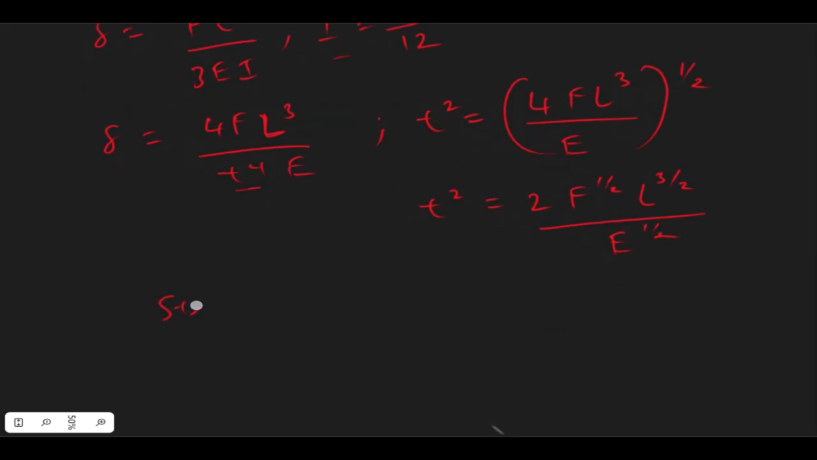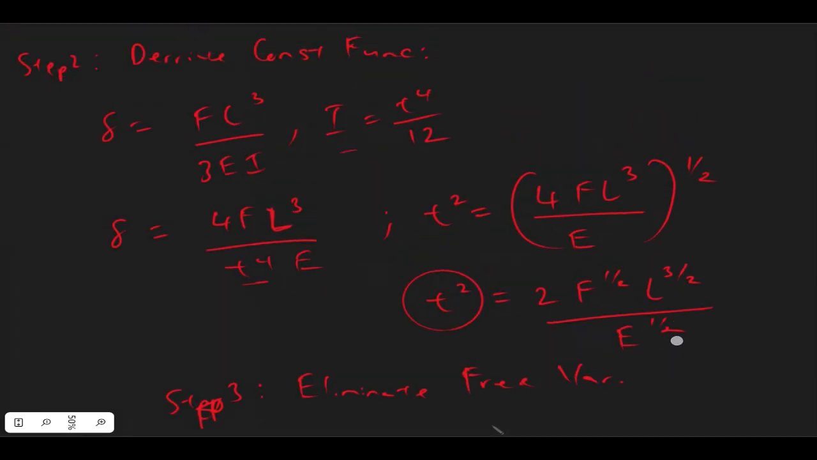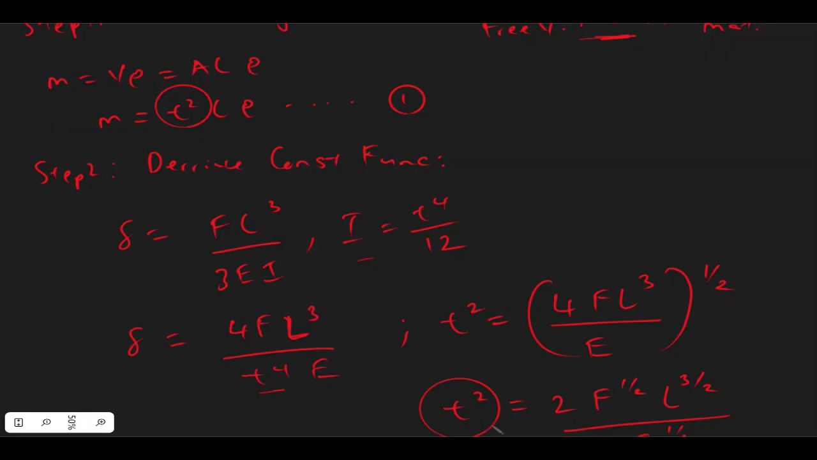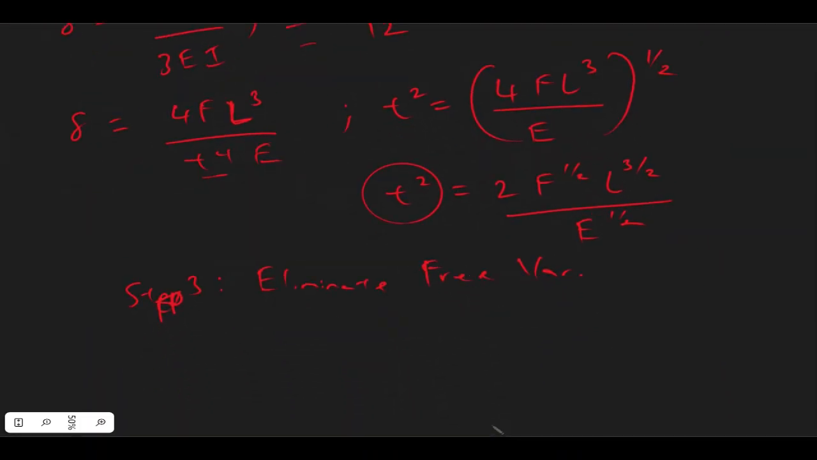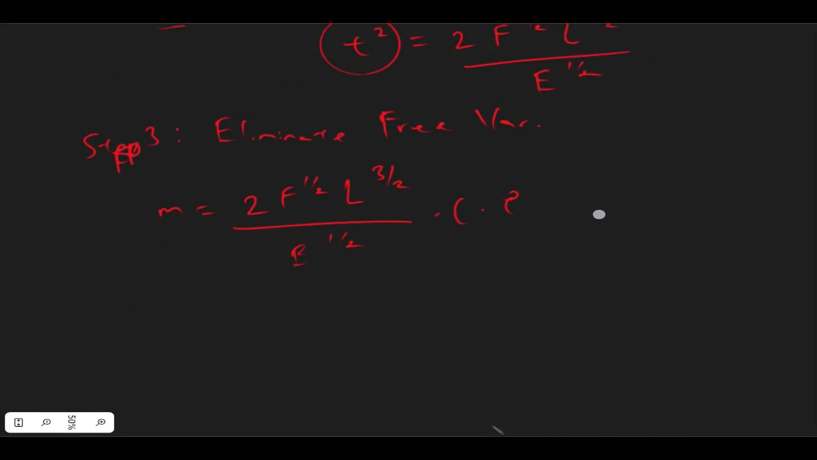Step 3: eliminate the free variable. In order to eliminate this free variable t, we have to eliminate t from the objective function, this t over here. So all we have to do is write out our mass. Mass is equal to 2f raised to the power half, L raised to the power 3 divided by 2, all divided by E raised to the power half, times length times density.